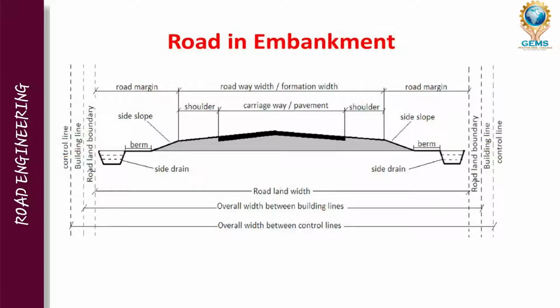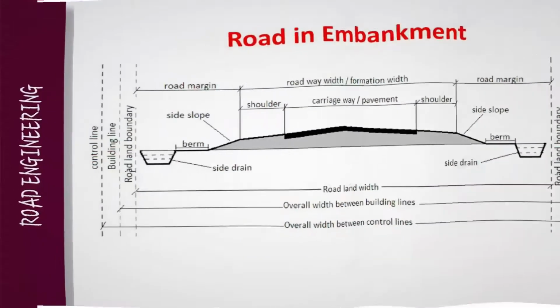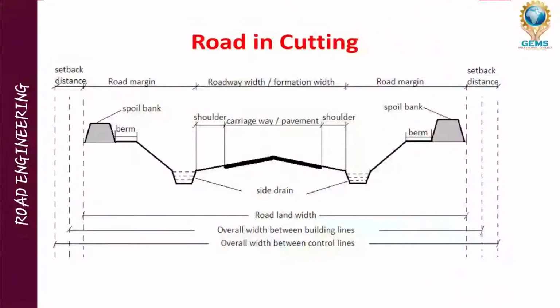There will be no loss of side soil, so the embankment will be fully safe, road maintenance will be less and the maintenance cost will be less. So this is the sketch provided for a road embankment. And next is road in cutting. In road in cutting, as we can see, the carriageway pavement we have provided, then shoulder, and then the side drainage.